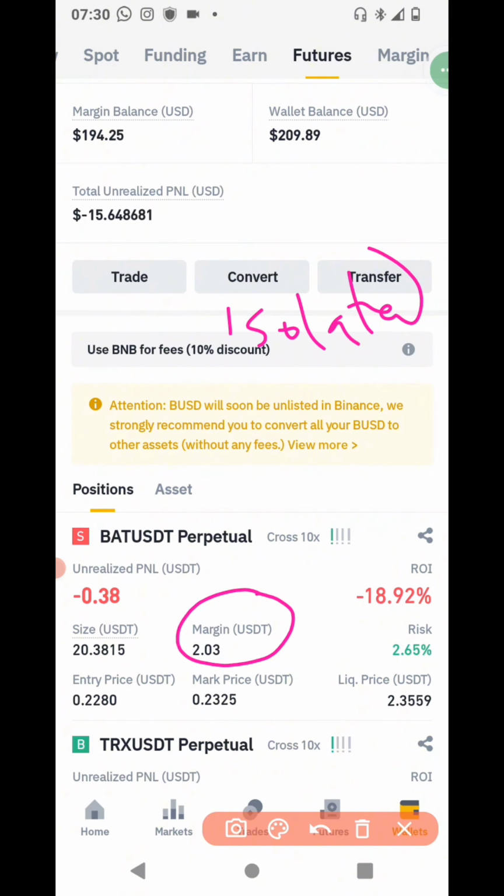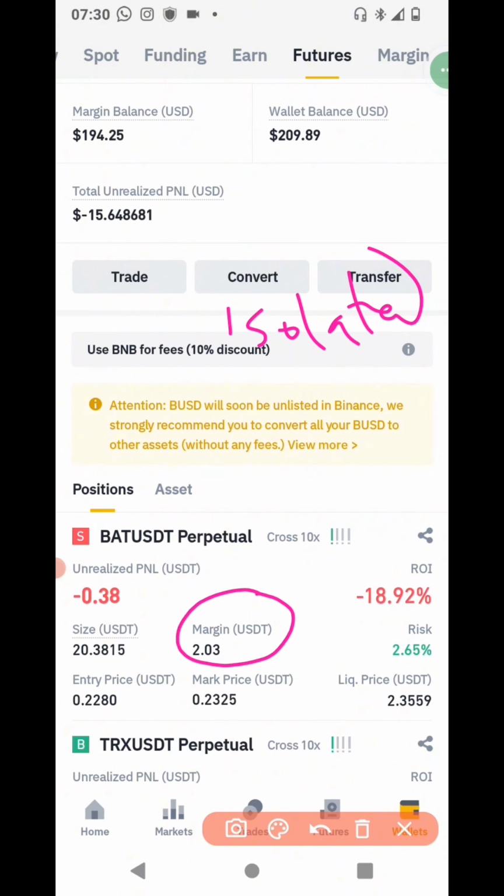Now, look at this TRX USDT. A layman that doesn't know anything about crypto would think that this trade is riskier than this trade. Why? Because this one is 41.84% loss. This one is 18% loss. So this 41.8% is riskier than this one. No, you lie, bro. As a matter of fact, this TRX trade is even safer than this one.